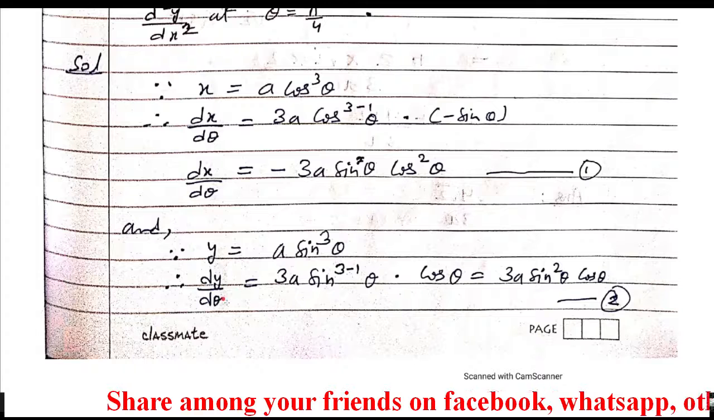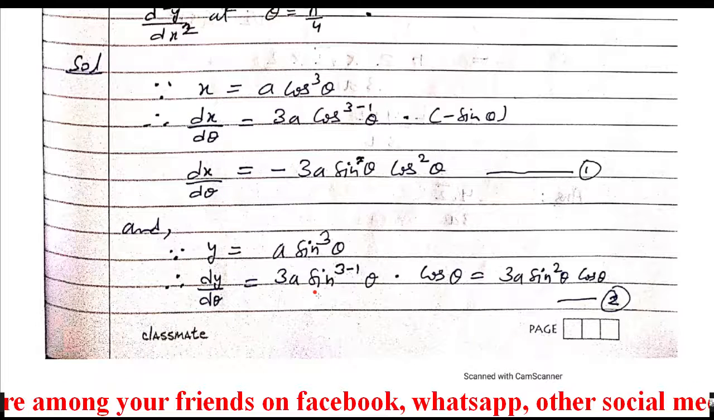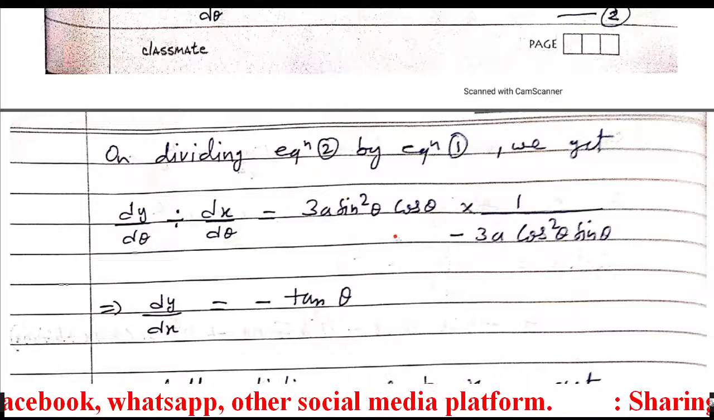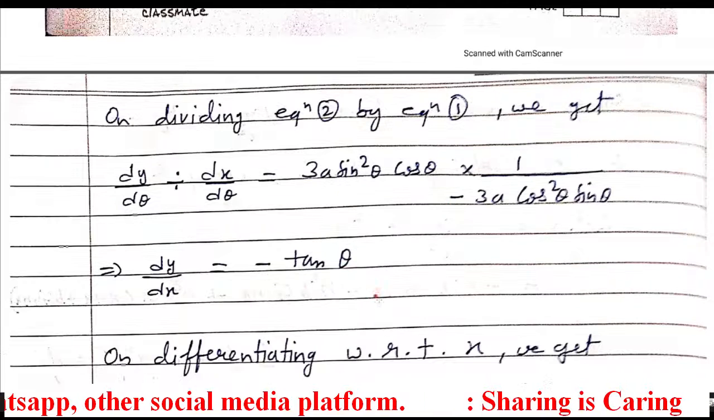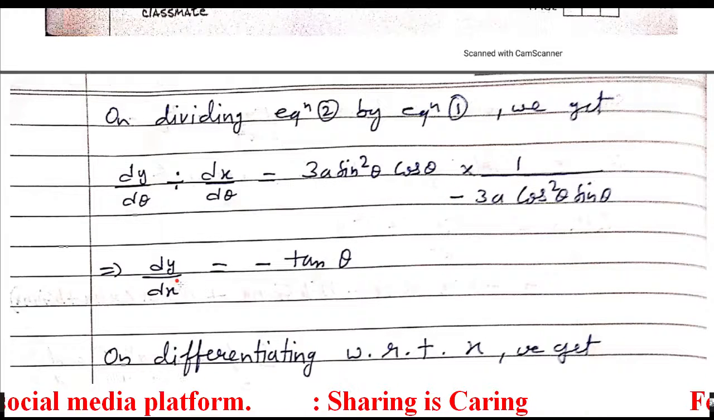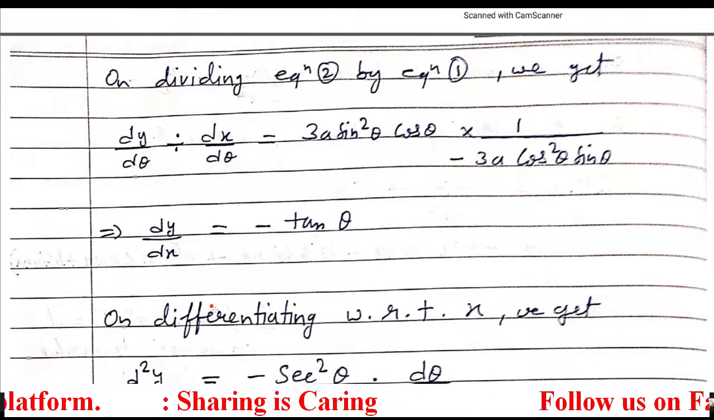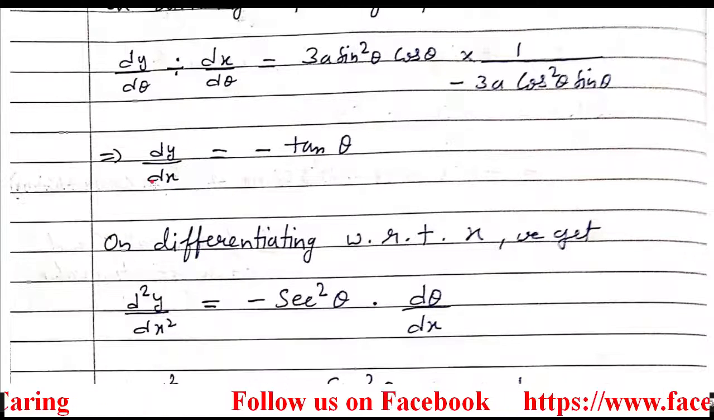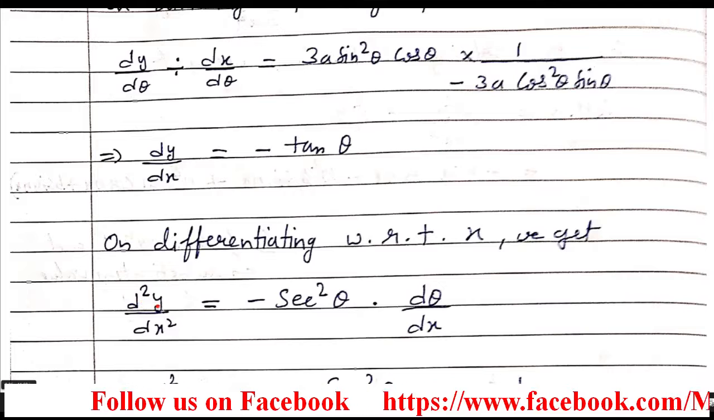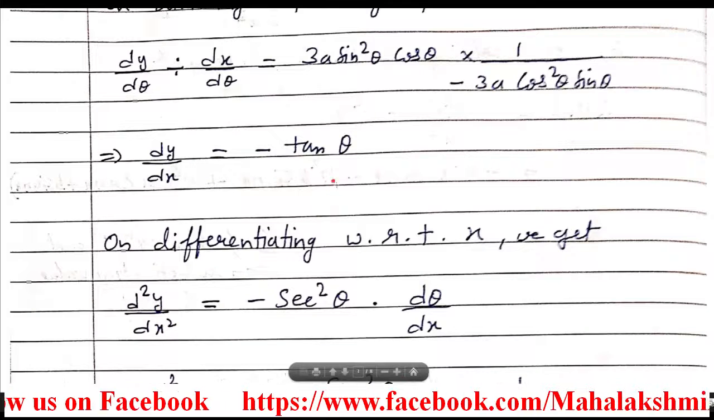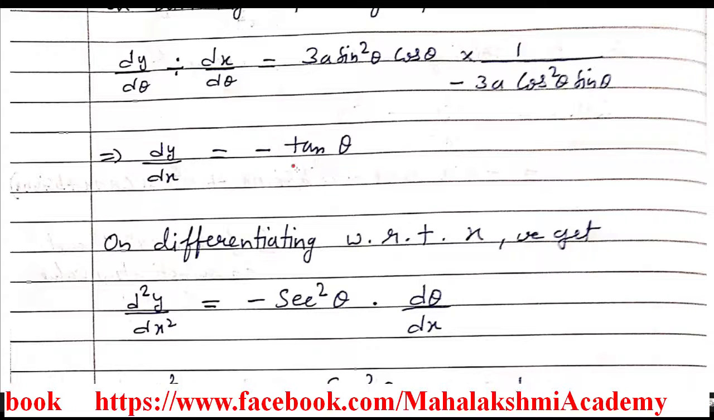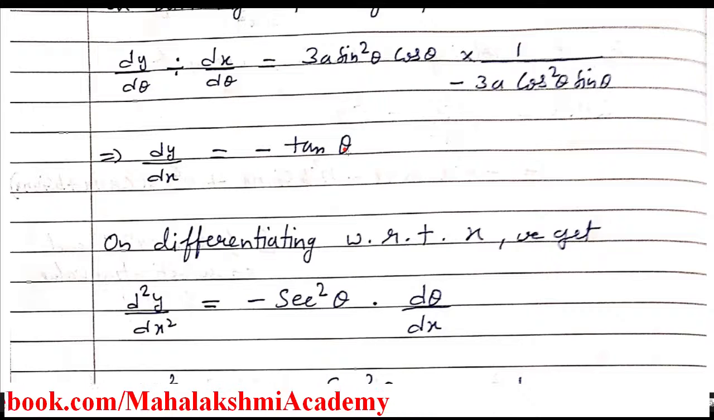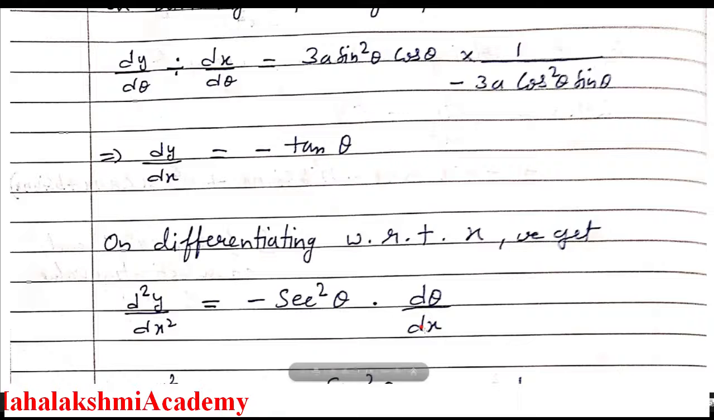Now divide equation 2 by equation 1, that will give you dy over dx. Divide them, simplify, cancel all the terms, and whatever you obtain is minus tan theta. That is your first order derivative. Now to obtain the second order derivative, again differentiate it with respect to x. You will obtain d square y over dx square, and here you have to differentiate with respect to x. So tan theta's differentiation is sec square theta, and because of the chain rule you have to differentiate theta again, that will give you d theta over dx.